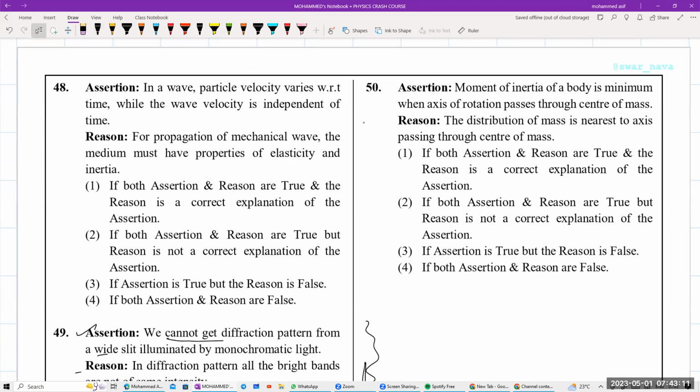First 50th one is moment of inertia. ठीक, आप लोग कर लीजिए एक बार.